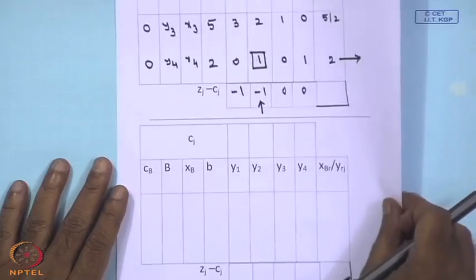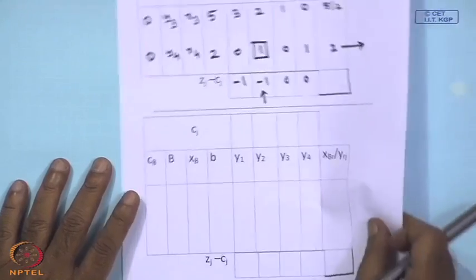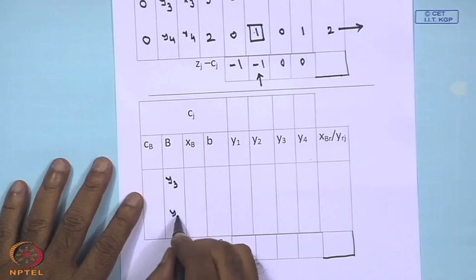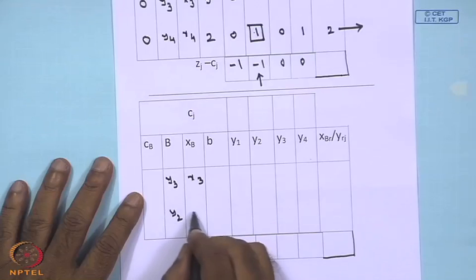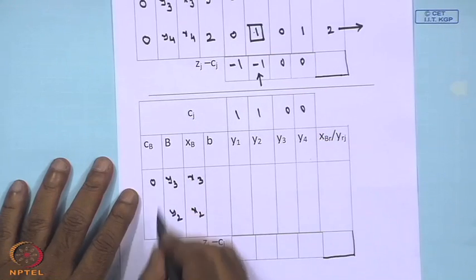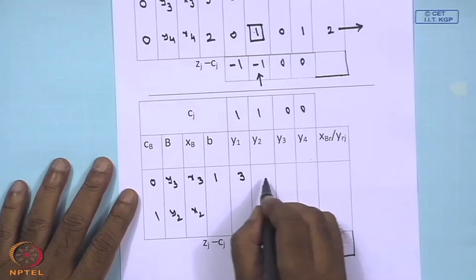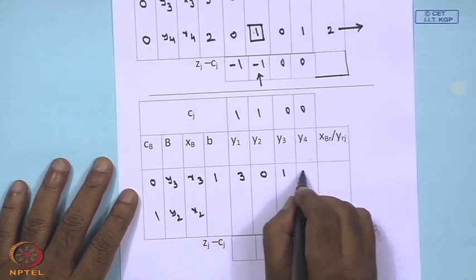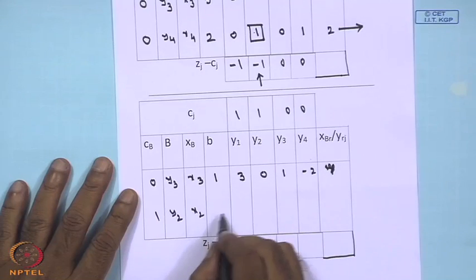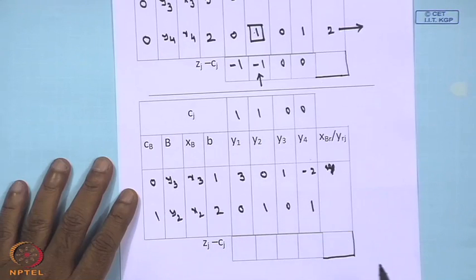Therefore, your pivot element is this, that means I have to make this one as 1 and this one as 0. This is again the standard form. So, this is your y 3, this is your y 2. So, x 3, x 2, this is 1 1 0 0. So, y 3 0, y 2 1. Directly I am writing what values you will get, you can check it on your own: 1 3 0 1 minus 2, and this is 2, 0 1 0 1.